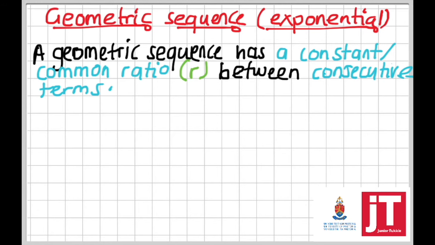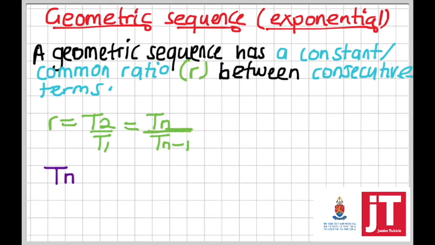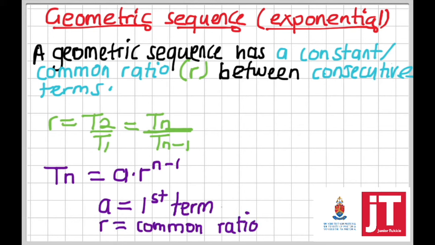So how do you calculate your r? You calculate your r through saying T2 over T1, which is the same as Tn over Tn minus 1. Very important. Then we proceed to say the general formula is Tn is equal to a r to the power n minus 1. That's how you calculate the formula. So within that formula, you need to know that a represents the first term. Your r represents the common ratio.